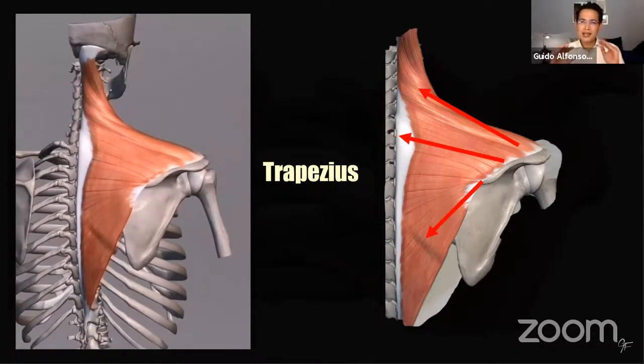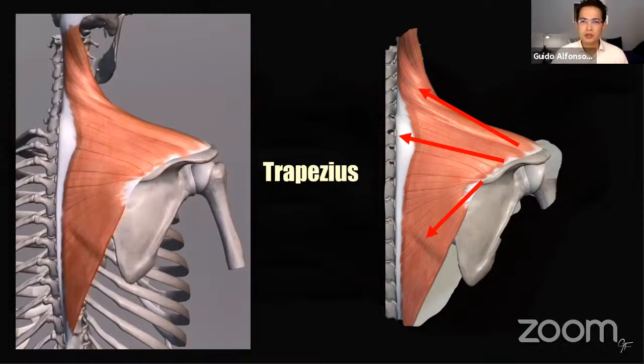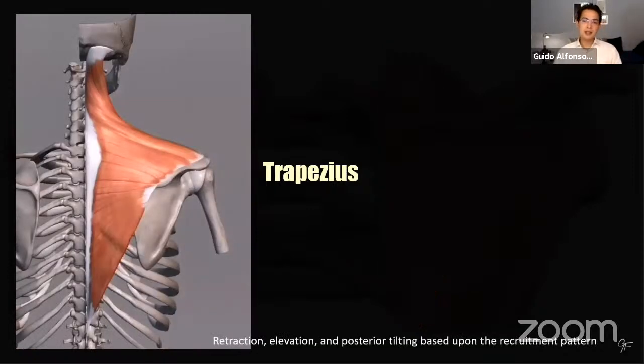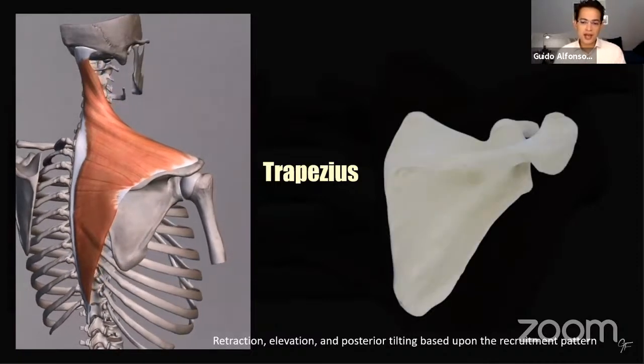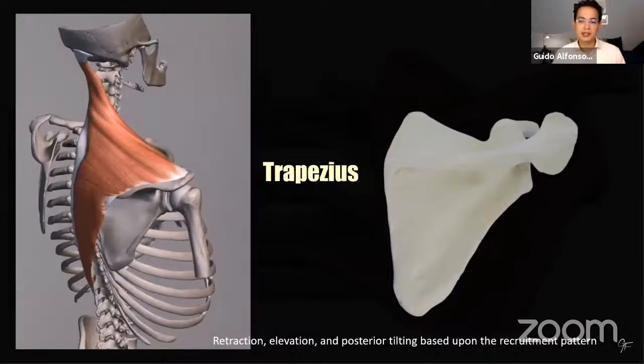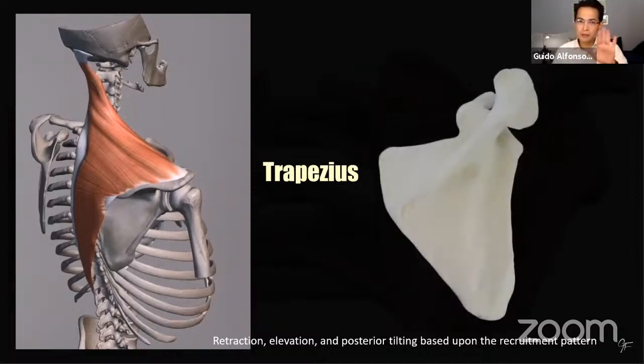And if you think in three muscles, then you can understand why the trapezius has many functions in the shoulder. Trapezius helps us with retraction, elevation, and posterior tilting, based upon the recruitment pattern of those different vectors of the scapula. Remember, this is not just one plane movement.